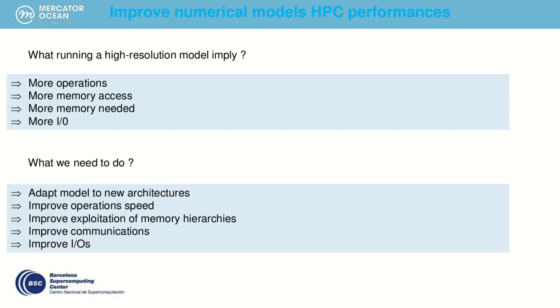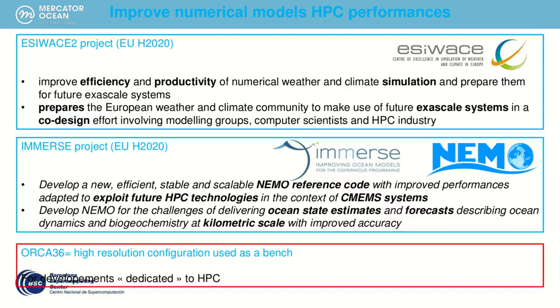To improve the exploitation of memory hierarchies, to improve communications, improve I/O. So we have to include the computational capability in different vectors. That's why there are two projects that were very important for NEMO with regards to this. One is the ESiWACE 2 project, and the second one is the IMMERSE project. IMMERSE was another H2020 project devoted only to NEMO.